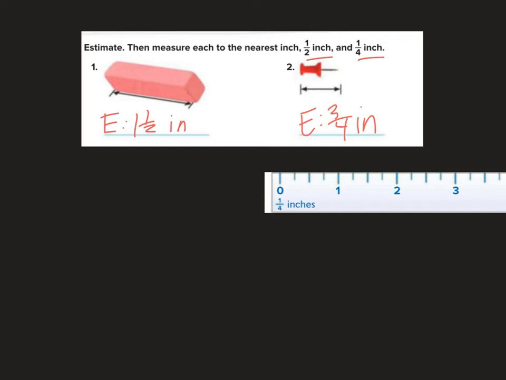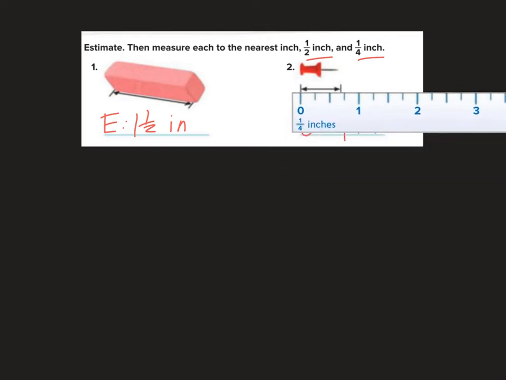Okay, so let's measure him. Okay, so to the nearest 1/2 inch, this would be 1/2, or 1 is what he lies between. Is he closer to 1/2 inch or 1 inch? So the actual would be 1/2 inch.